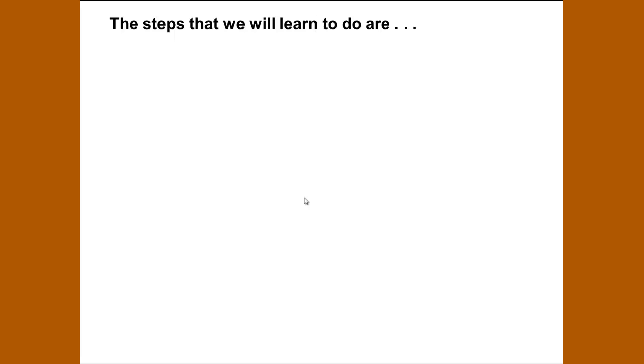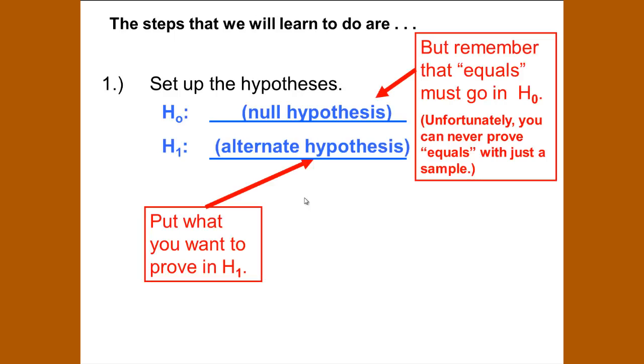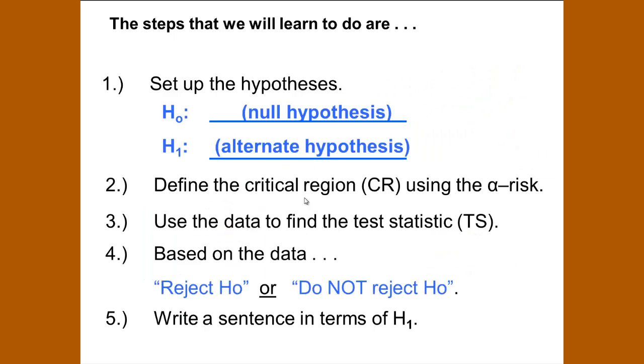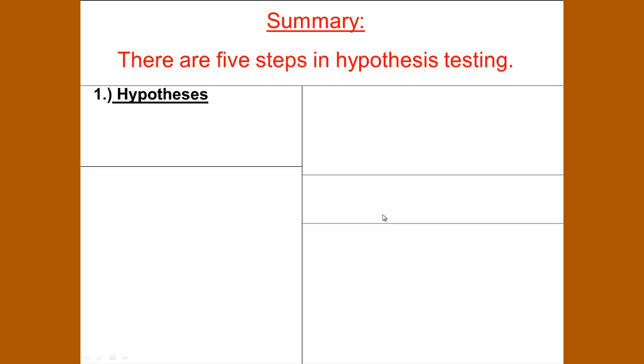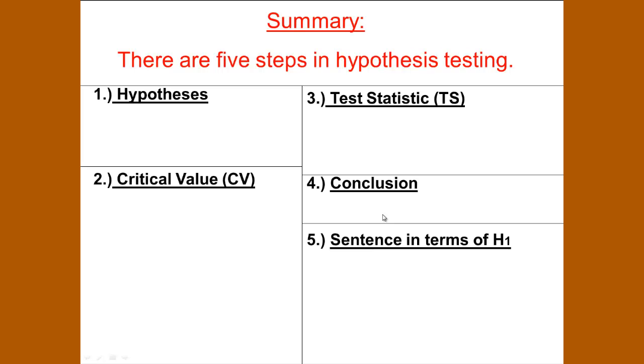Okay, in this procedure we have 5 steps. And here are our 5 steps. We set up the hypotheses. We define the critical region using the alpha risk. We use the data to find the test statistic. We make a conclusion based on the data to either reject H0 or not reject H0, and then we write a sentence in terms of H1. Mrs. Borlaug uses a structure as well to help you out with that, and you can see that structure given here.